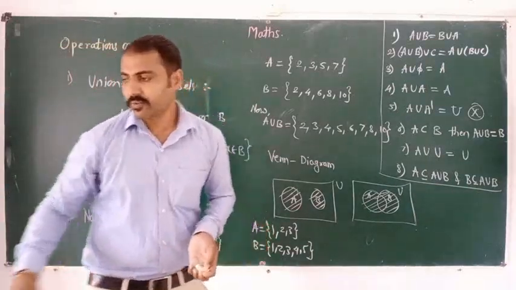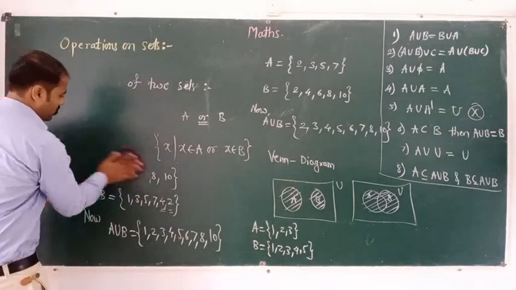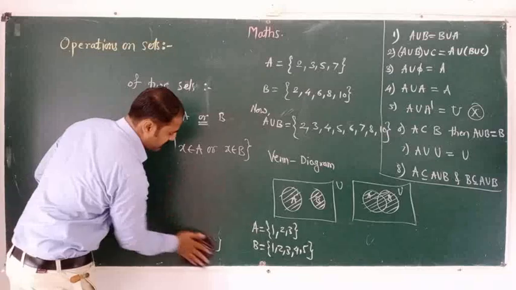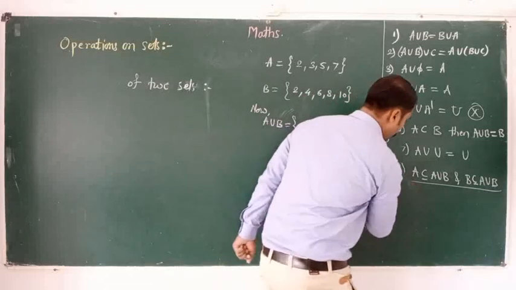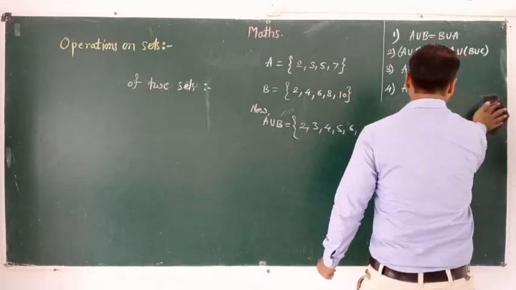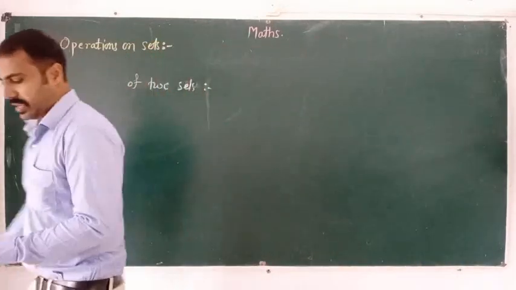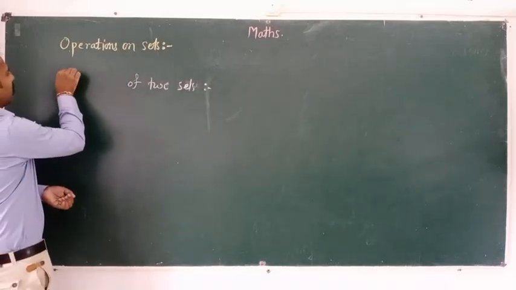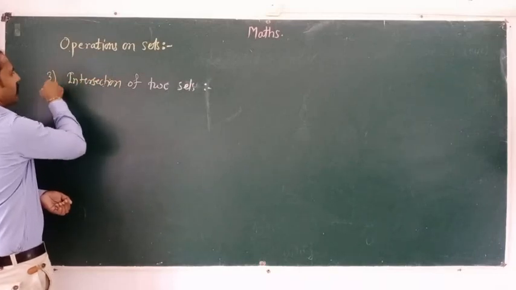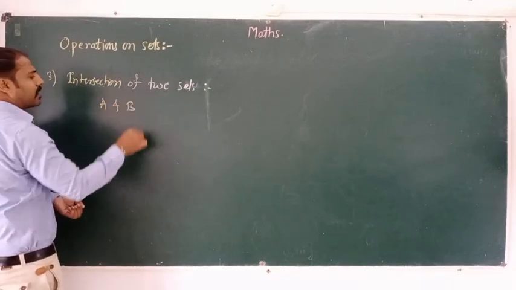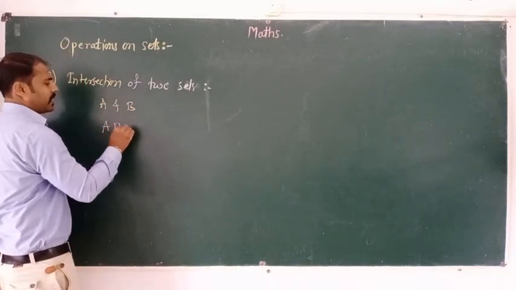Now, after union, we are moving to the next operation, that is intersection of two sets. If A and B are any two sets, then their intersection is denoted by A intersection B.